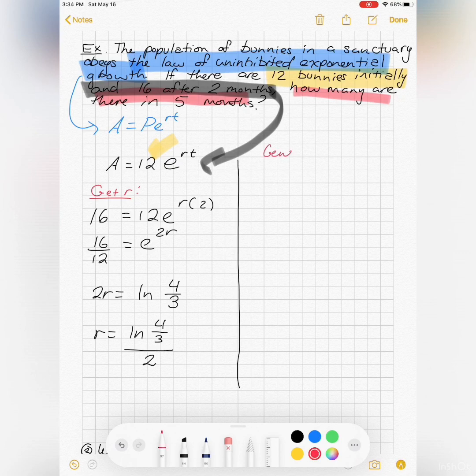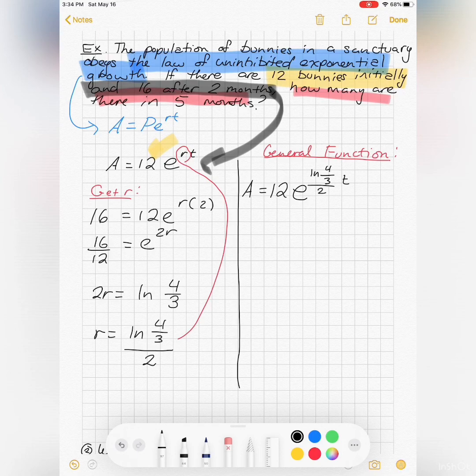Next, I'm going to see if I can build a general function to model this population. So what I'm going to do there is take this rate and plug it in here. That's what that looks like.